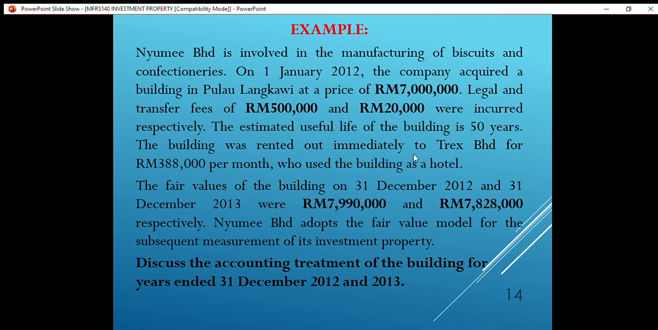So in this situation, it's not the owner who uses the building as a hotel. It is the tenant, the lessee, who actually uses the building as a hotel. That means the owner is not directly involved in the hotel business. It is the tenant who is involved in the hotel business.